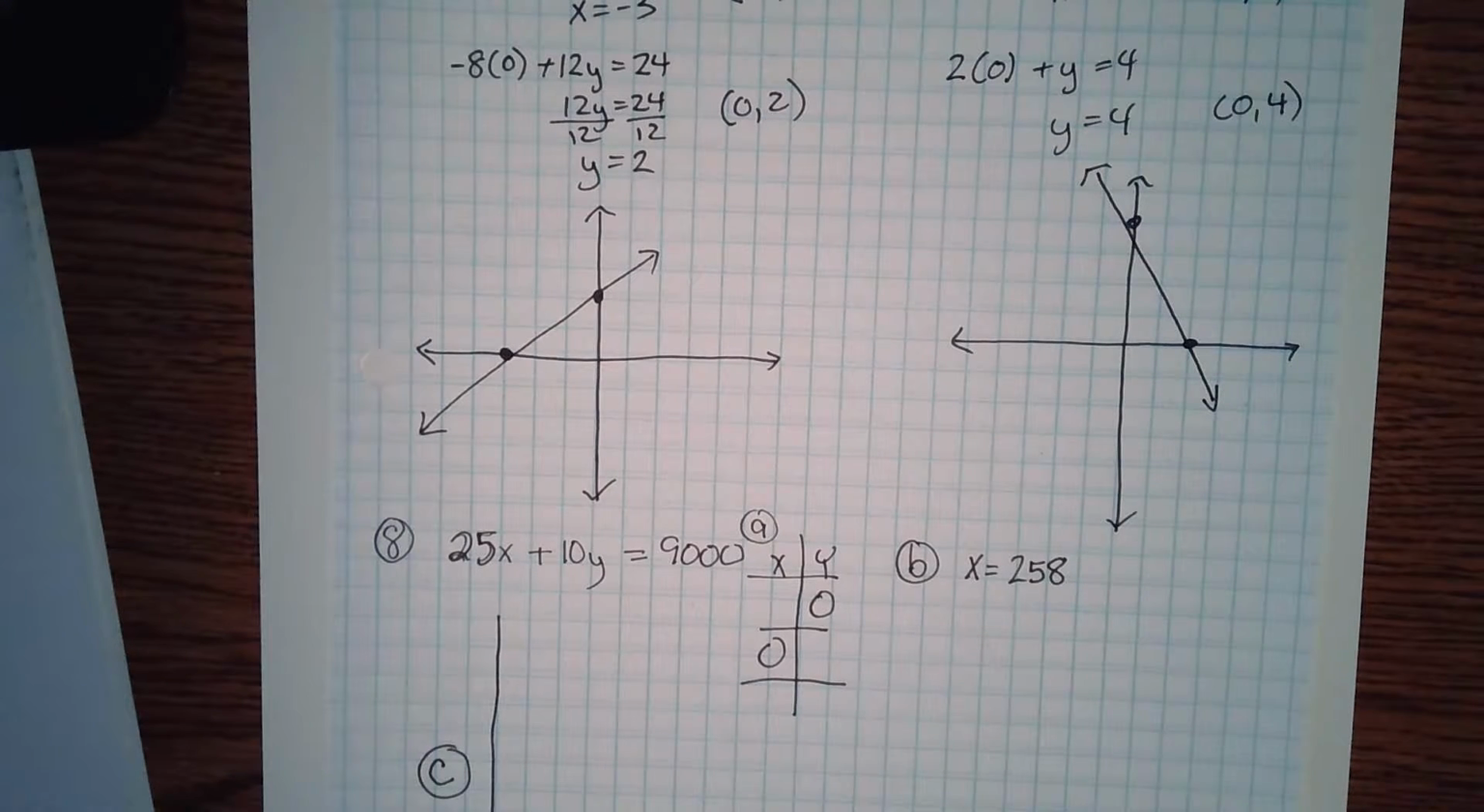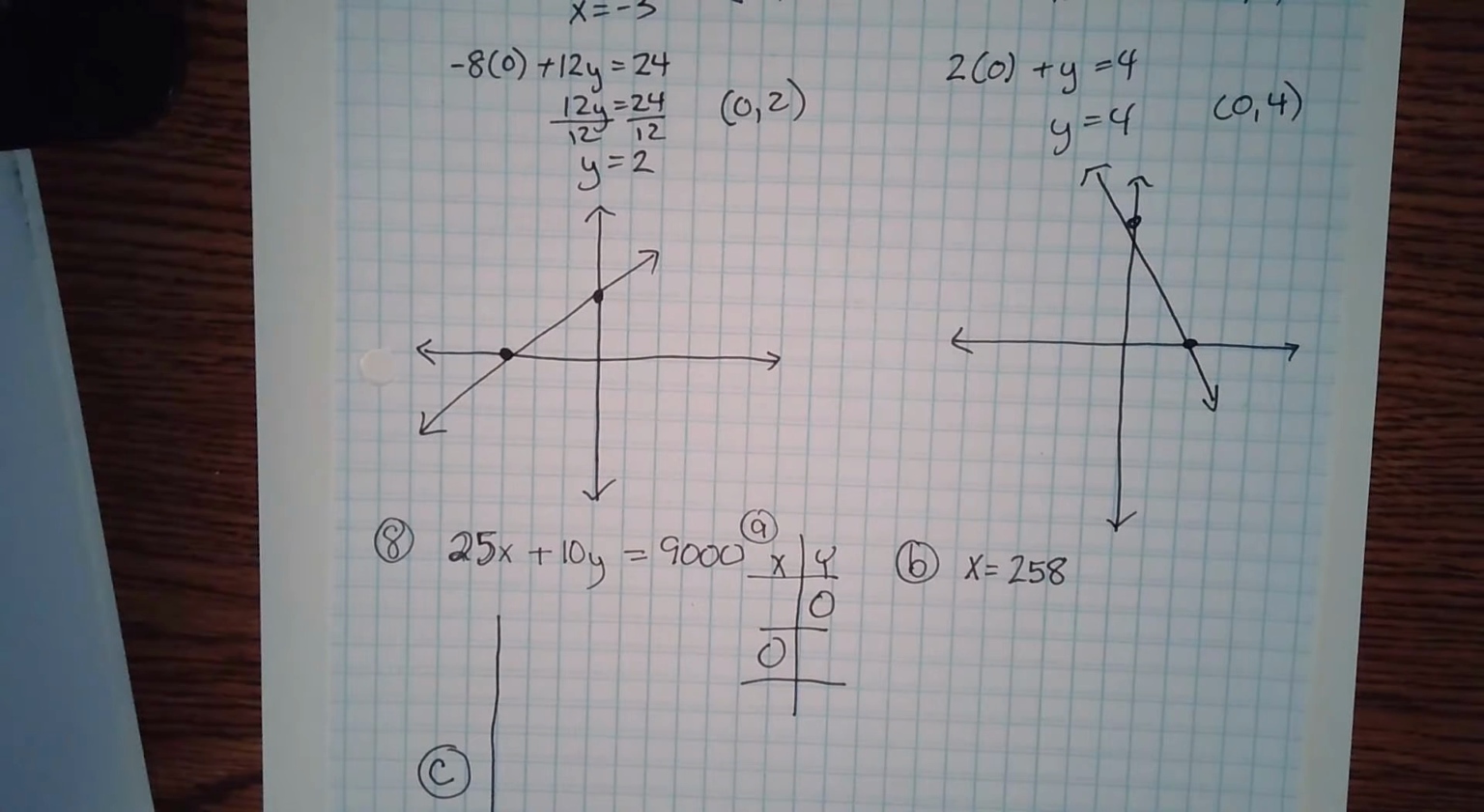Okay, so for the last problem, number 8, it tells us a school band is selling sweatshirts and baseball caps to raise $9,000 to attend a band competition. Sweatshirts cost $25 each and baseball caps cost $10 each. The equation 25x plus 10y equals 9,000 models this situation where x is the number of sweatshirts sold and y is the number of baseball caps sold.